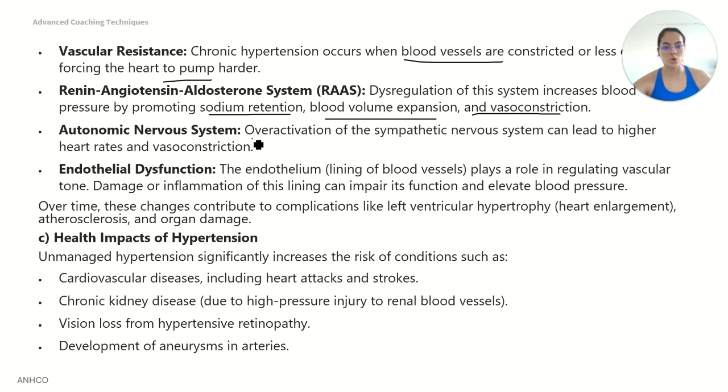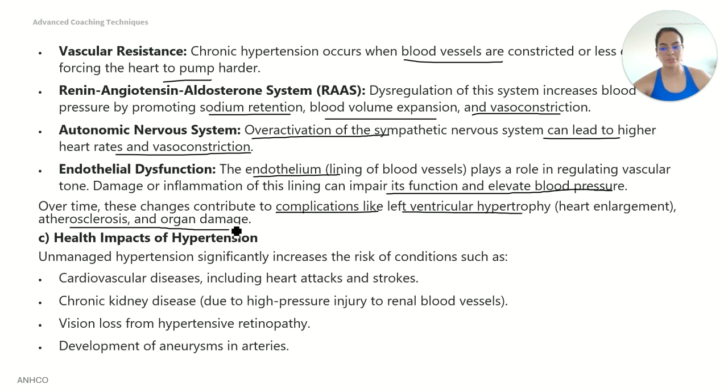Autonomic nervous system. Overactivation of the sympathetic nervous system can lead to higher heart rates and vasoconstriction. Endothelial dysfunction. The endothelium plays a role in regulating vascular tone. Damage or inflammation of this lining can impair its function and elevate blood pressure. Over time, these changes contribute to complications like left ventricular hypertrophy, atherosclerosis, and organ damage.